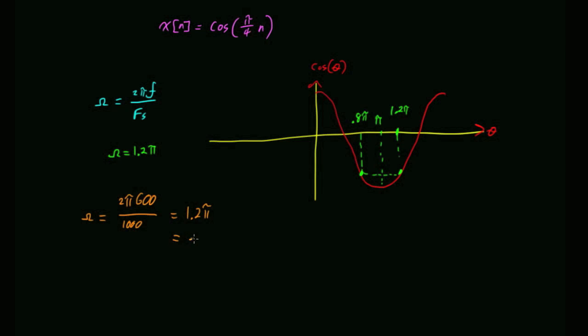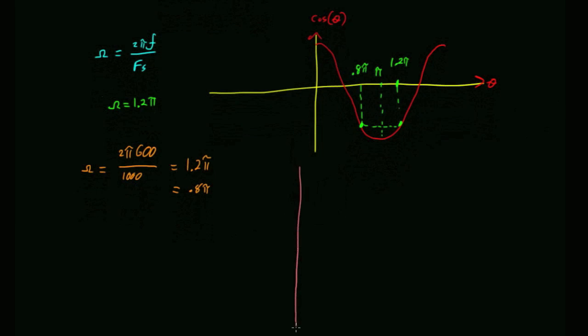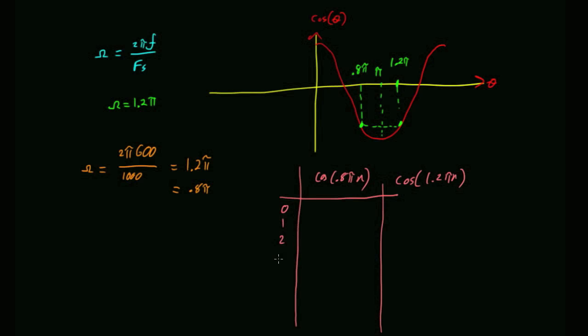In other words, if you were to make a table of cosine of 0.8 pi n and cosine of 1.2 pi n, for n equals 0, 1, 2, all the integers, you would find these are exactly the same. Not a little bit the same, not related. They would be exactly, decimal for decimal, the same. And that's the whole point of aliasing. So now you work this backwards. If this is equal to 2 pi f over your sampling frequency of 1,000, solve for f. The pi's cancel, and you're left with f equals 400 hertz.